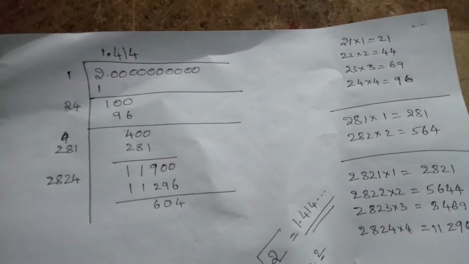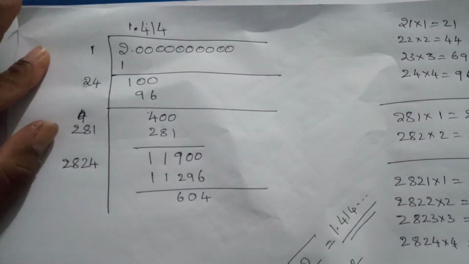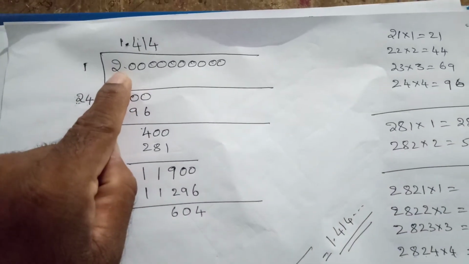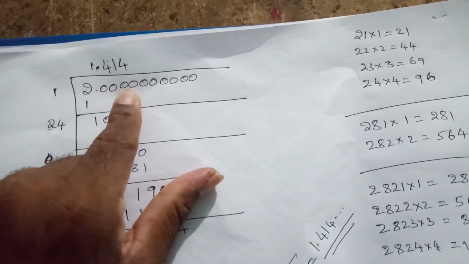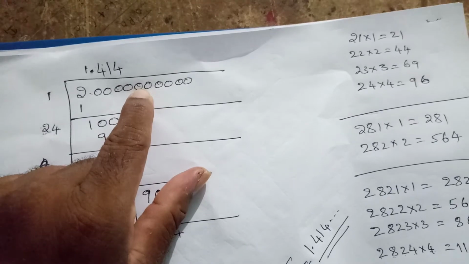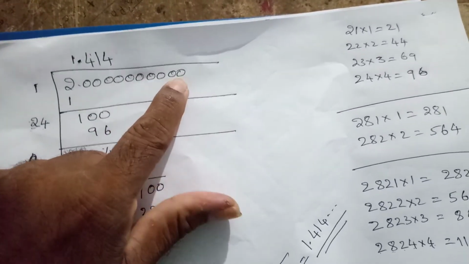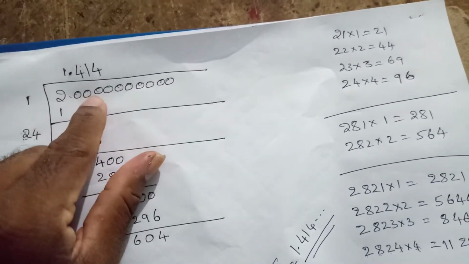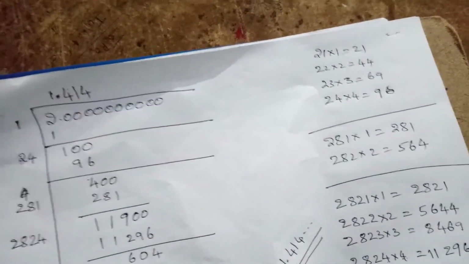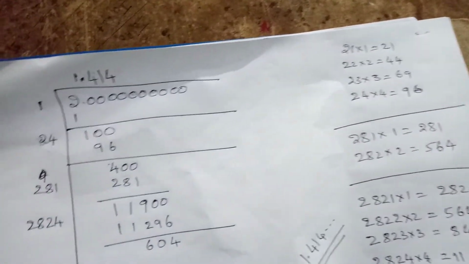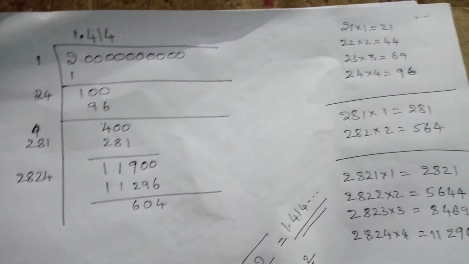Now this is the division method, just you can see. Take 2 and put pairs of zeros after it, like that you have to put 2 zeros each time. Of course you can keep many zeros, but the zeros must be an even number.